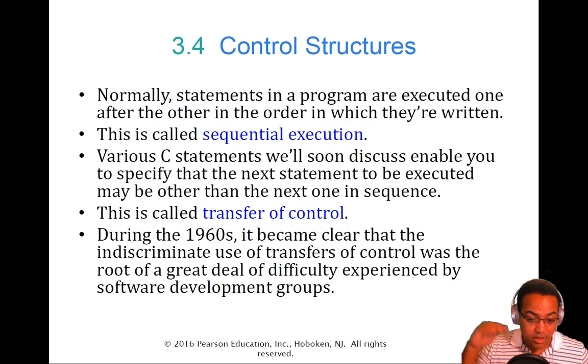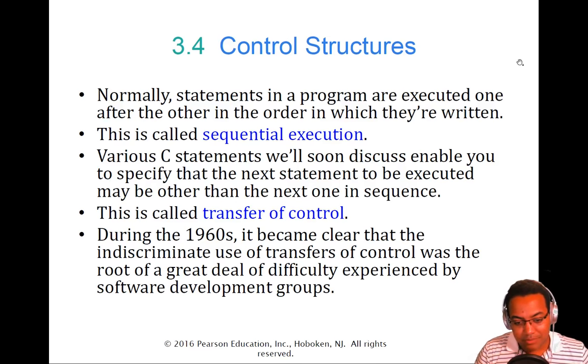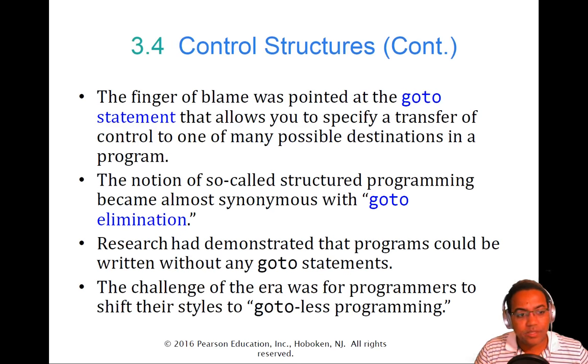Not having a clear distinction of what happens next kind of led to the object-oriented programming techniques that we employ today. This is going to go a little deeper, but the finger of the blame was pointed at the go-to statement, which allows you to specify a transfer of control to one of many possible destinations in a program. The notion of so-called structured programming became almost synonymous with go-to elimination.